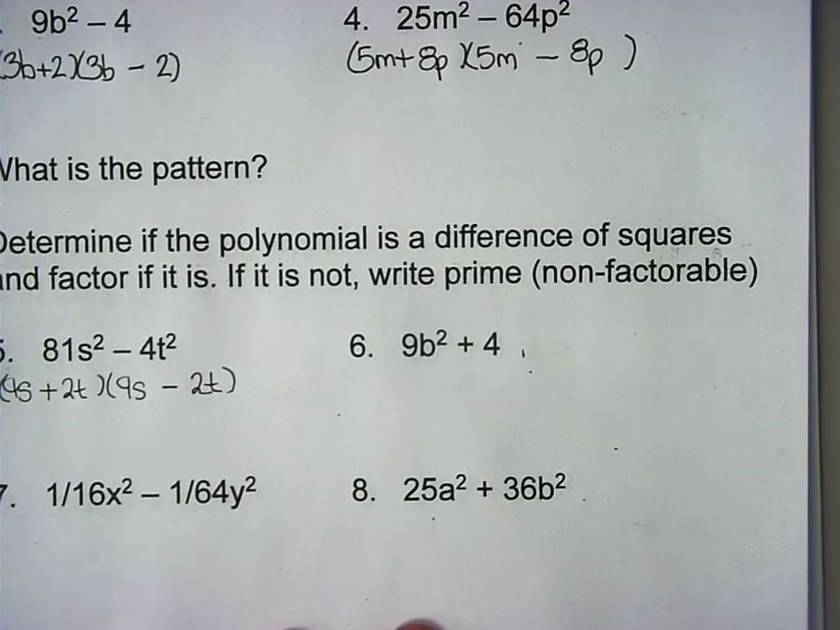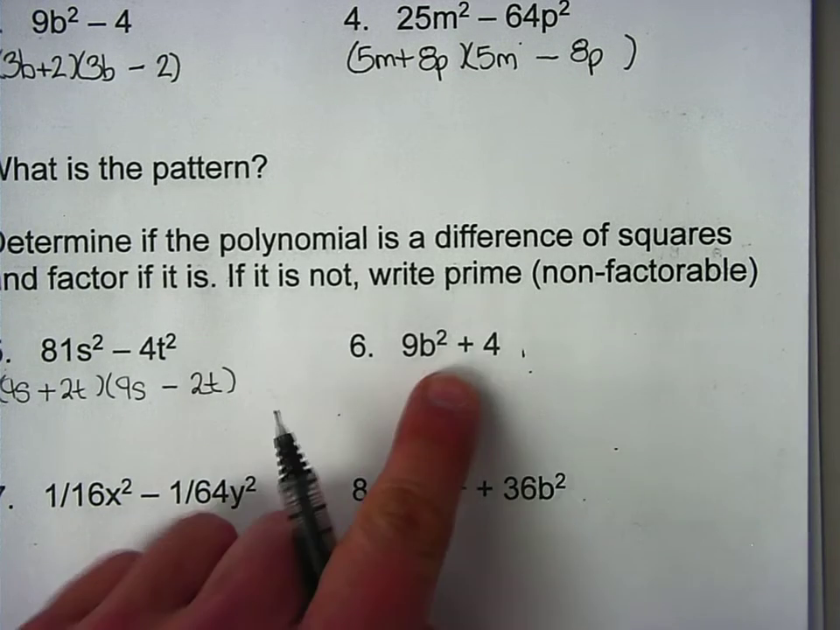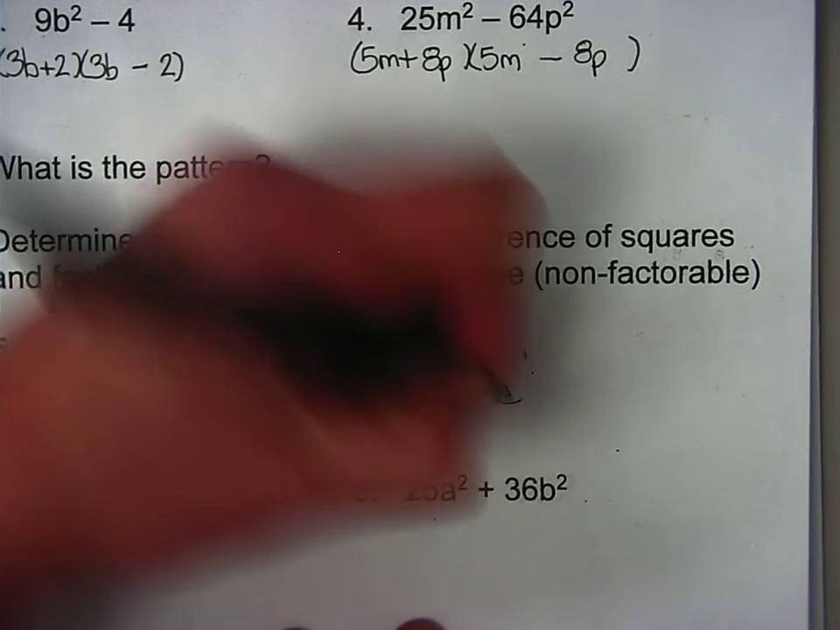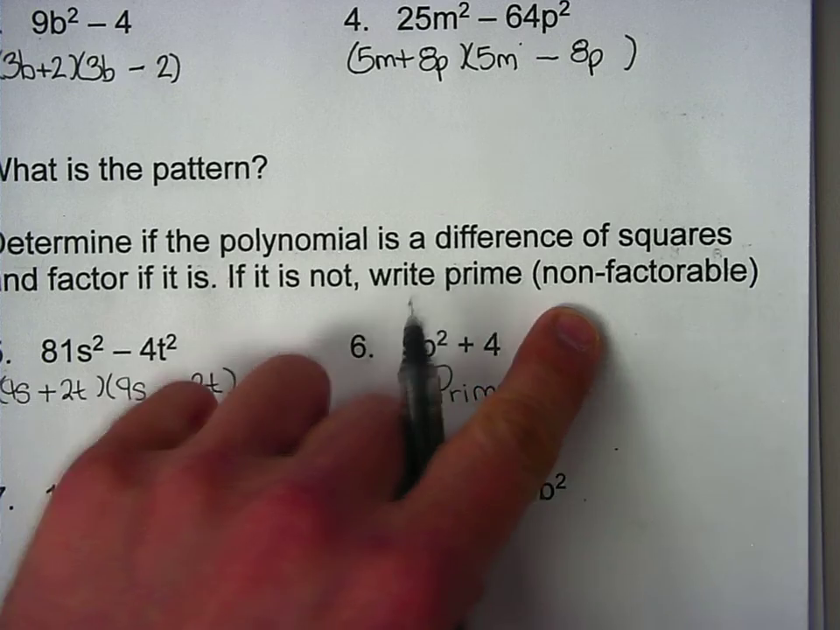Moving on to number 6, 9b squared plus 4. Although 9b squared and 4 are all perfect squares, this is not a difference. Therefore, we can't factor it, and we just refer to this as prime. We can't factor it. It's unfactorable, non-factorable, excuse me.